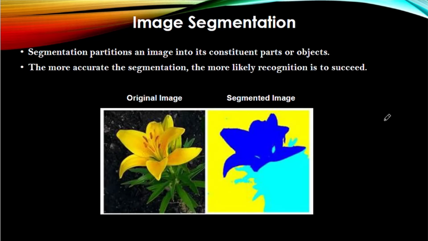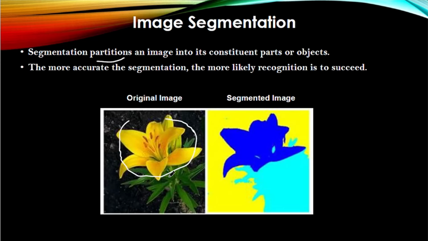Next one is image segmentation. Segmentation means partitioning an image into its constituent parts or objects. The more accurate the segmentation, the more likely recognition is to succeed. See here I've given one example. This is the original image.